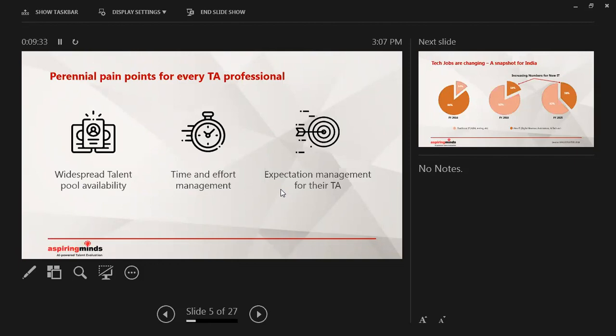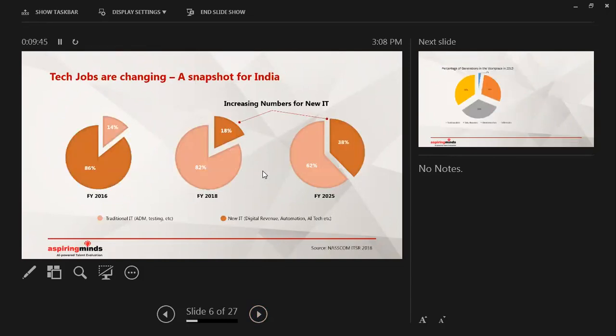Now, let's try and piece it together, because this is the puzzle which we intend to solve. But let's take a step back. You see, tech jobs are changing in India, and this is just a snapshot for India, but it could also be for the world.